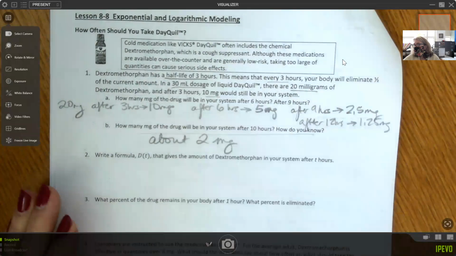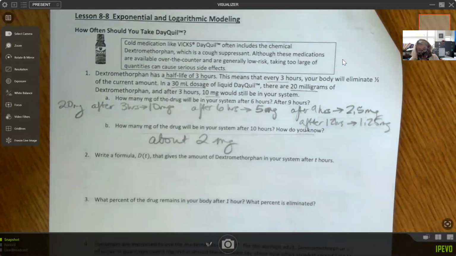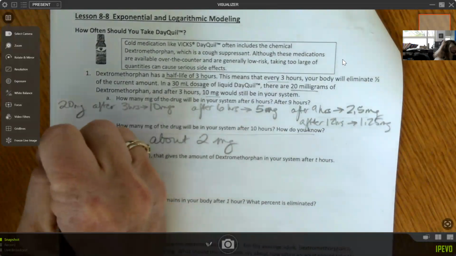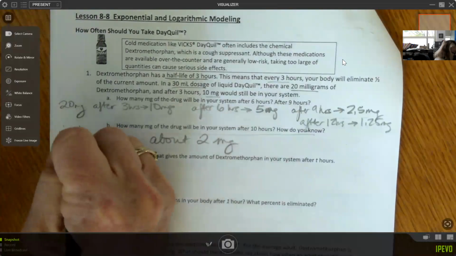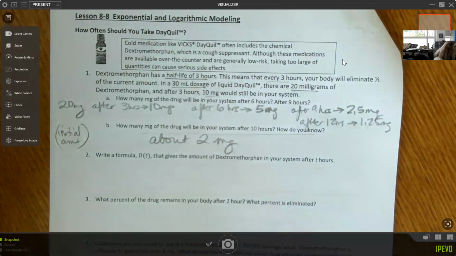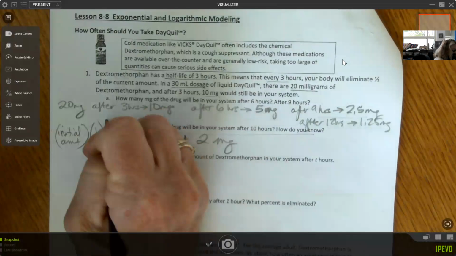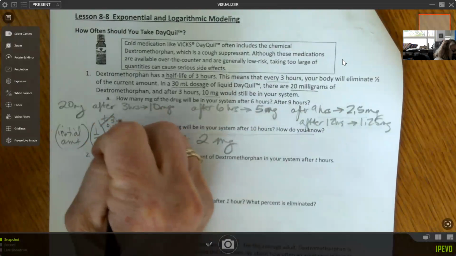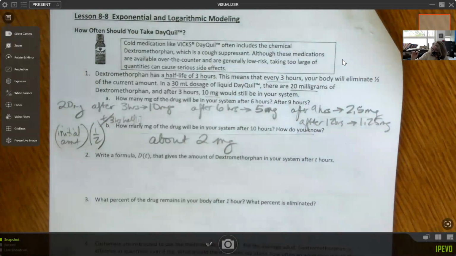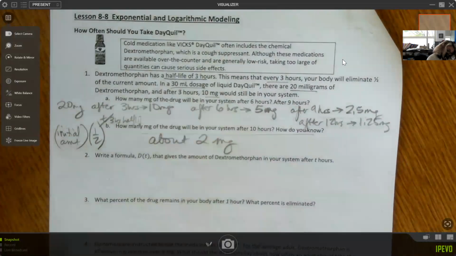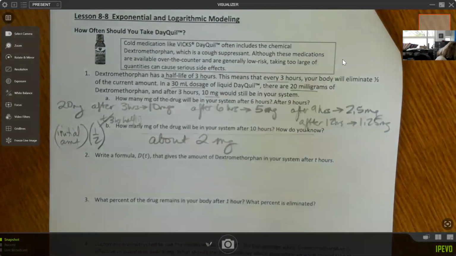So what we're going to do right now is tell you the best way to calculate this, whereas you didn't necessarily have the best way to calculate this before. You could have said, I'm going to take the initial amount and then multiply it by a half raised to the time divided by the 3 hour half-life. You could have done that, but I don't think that's the best way to do it. I think the best way to do it is we're going to use the formula.